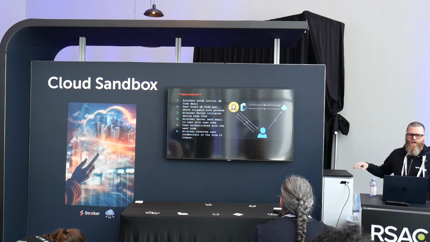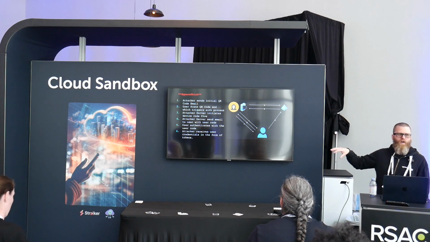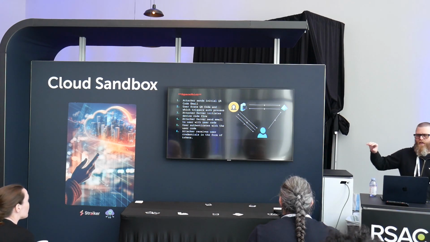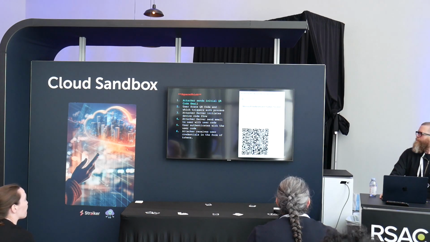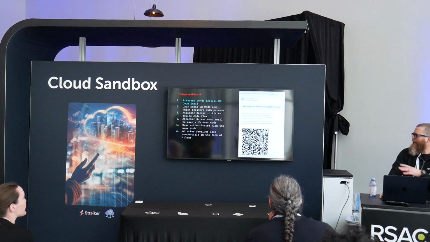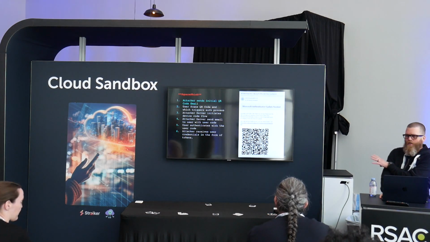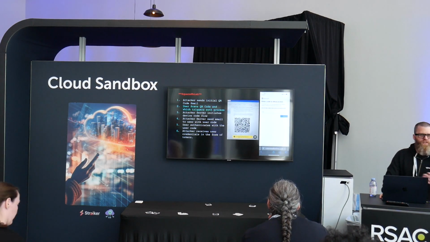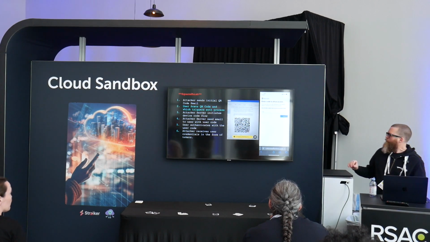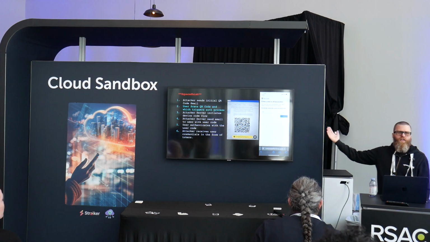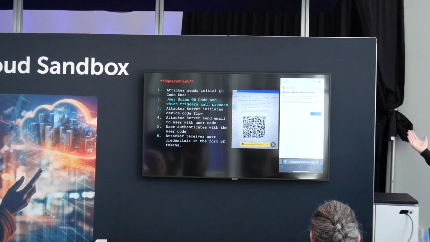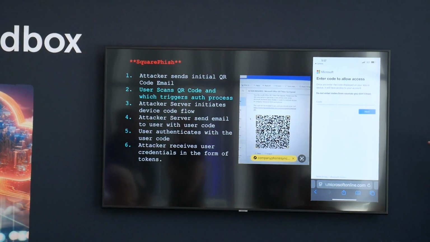All right, so I'm going to talk about SquarePhish 1.0, how it originally worked. It's a complex process, so I'm going to walk you through what it looks like to a user. The attacker sends an initial QR code email. The user hopefully scans it, and what they see is they're immediately redirected to the device code prompt from Microsoft. And this is Microsoft's legitimate website.